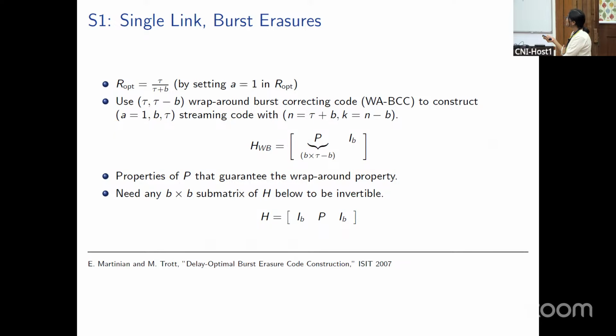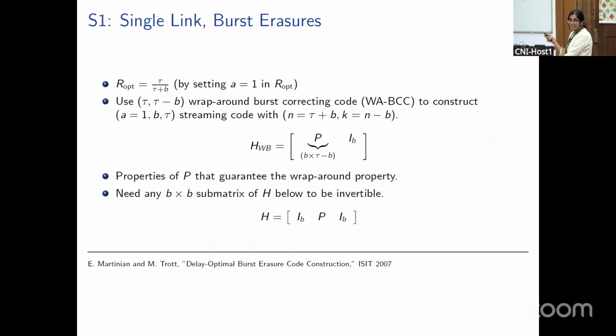So we will quickly see what a wraparound burst correcting code is. Let's say we have defined a code with a block length tau plus b and again b parities. So it can be described through this parity check matrix. It's a b cross n matrix and we are looking at it in the systematic form, the form P I_B. If it is wraparound burst correcting, what we need is that any B cross B submatrix of H needs to be invertible.